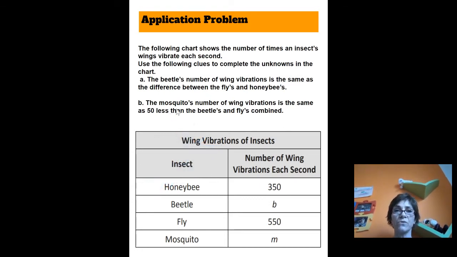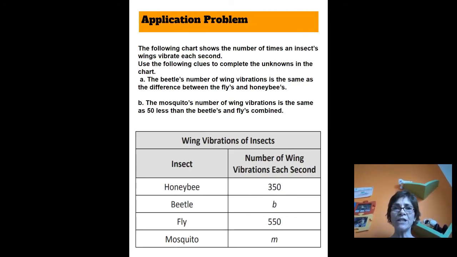Okay, let's look at the mosquitoes. The mosquito's number of wing vibrations is the same as 50 less than the beetles and flies combined. Okay, so you can go ahead and pause it and solve it on your own.